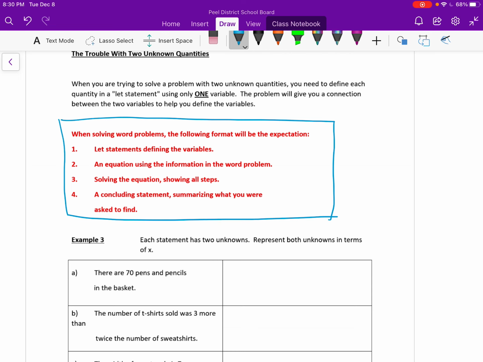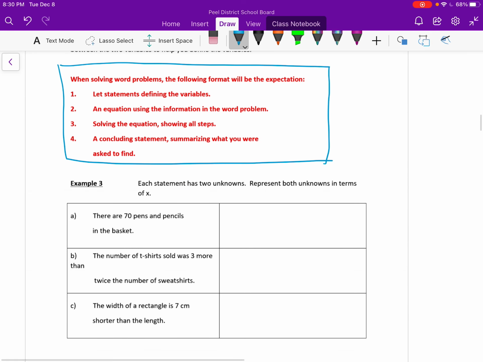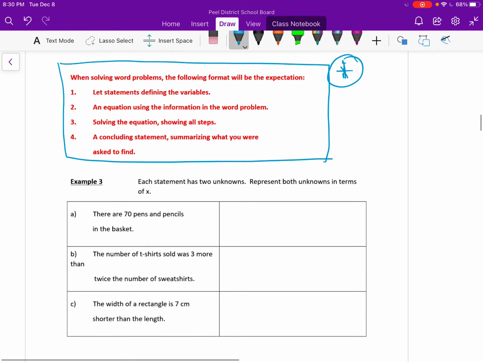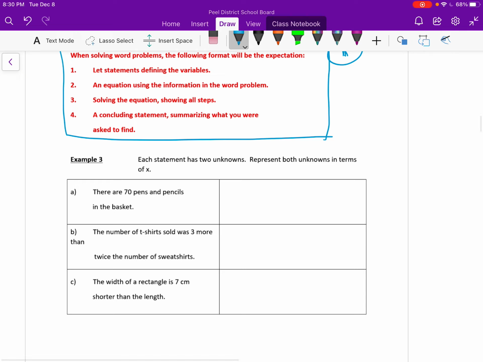Okay. So these are great things to bookmark for yourself. Great steps to follow. So when solving word problems, the following format will be expected. This is how you can get 100% on a question. Let statements, you've got to put them in. You've got to give me an equation using the information from the word problem. You've got to solve the equation showing me all your steps. And then you've got to put in a concluding statement.